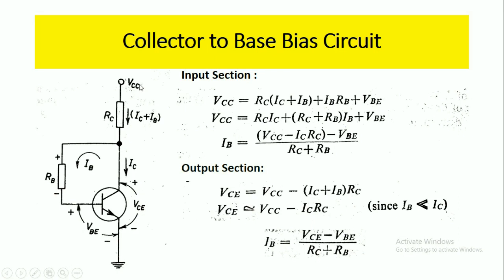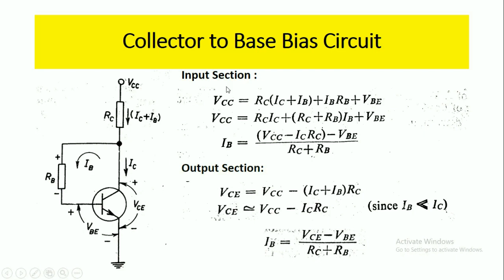If you see this, we have VCC and the collector resistance RC, and the current flowing through this resistance RC is considered as IC plus IB, because at this node the current is dividing as IC and IB. The collector current is IC, and the base current IB flows through the resistance RB.